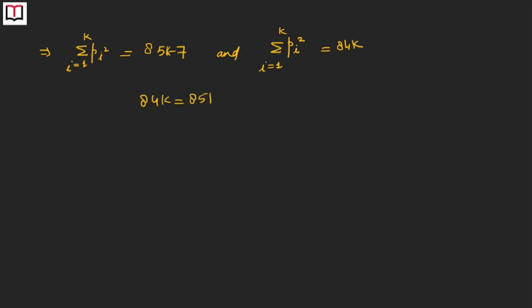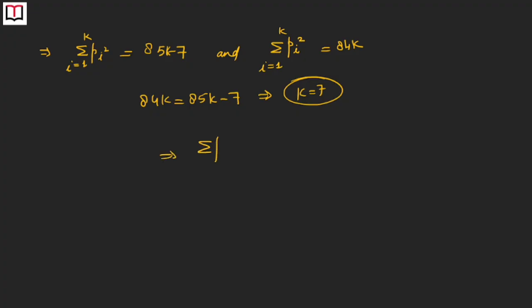We can write the summation of pi square, i goes from 1 to k. The first one is 85k minus 7. And the second one, the direct summation of pi square, i goes from 1 to k, is simply 84k. Now solve them. So 84k is equal to 85k minus 7. So that means k is equal to 7.